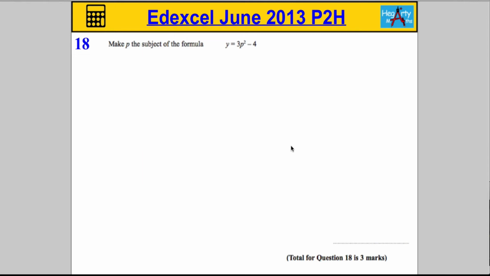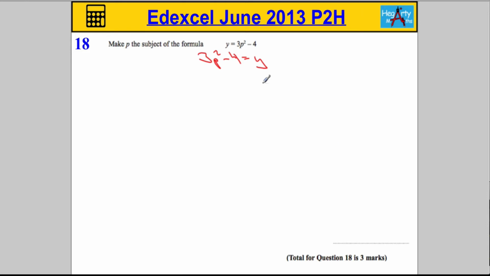Question 18, we're asked to make P the subject of the formula. So what we're going to have to do here essentially is get P on its own on one side of the equation and everything else on the other side. So I'm going to start the ball rolling by rearranging it so that I've got the P on the left hand side. Let's do 3P squared, subtract 4, is equal to Y, and we're going to go from here.